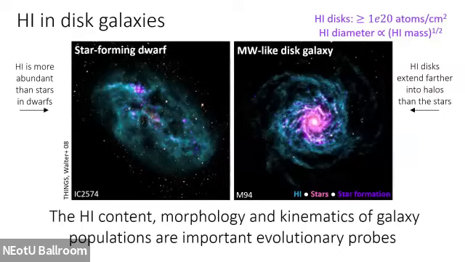And then if we go to the left-hand side, there's a lot more cyan in this picture than there is pink or purple. And that's because the cool and cold baryon budget in low-mass star-forming galaxies is often in the H1. So H1 presents a really efficient way to follow up these galaxies and to try to understand their structure. So there's a lot of good reasons to try to measure the H1 content, morphology, and kinematics of galaxies in order to probe their evolution.